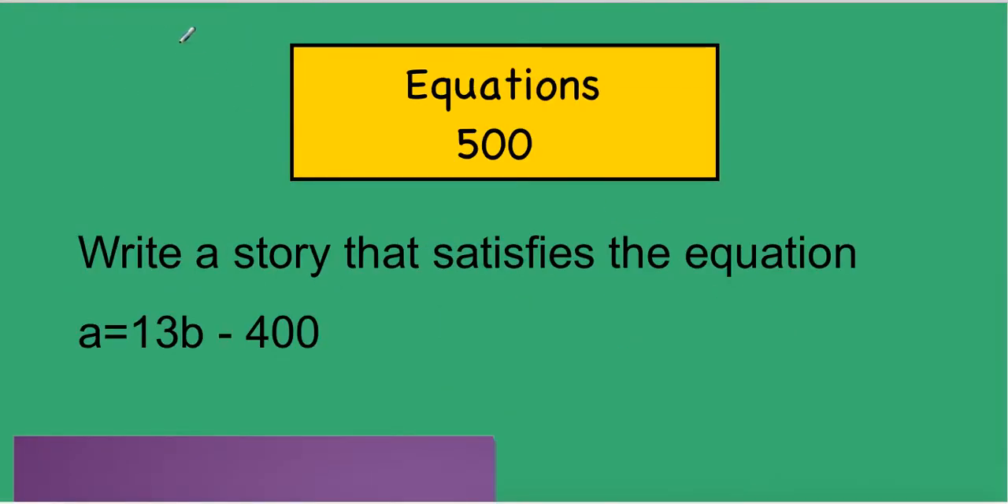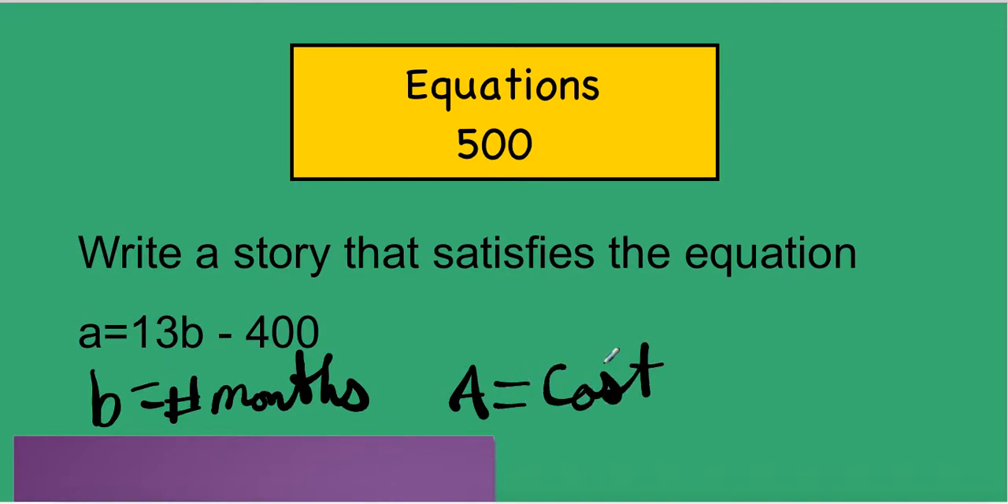All right, I want to write a story here that satisfies this equation. So I have A equals 13B minus 400. Now I can create any scenario. For example, I can say that the cost of a cable bill is $13 a month. So B could stand for months, as long as I write on my paper that B is equal to the number of months and A is the cost.